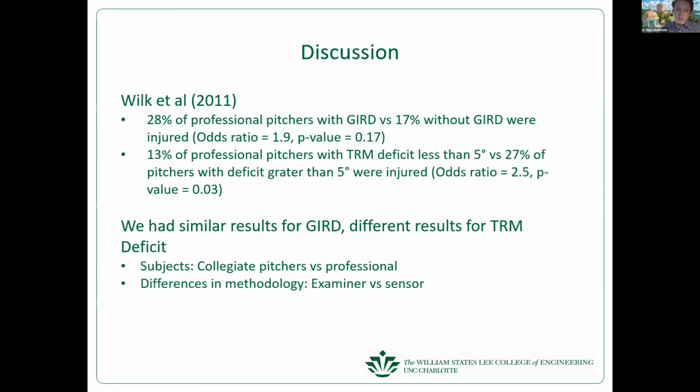So how do these results compare to what's currently found? Like I said, these two deficits are prolific in the literature. A study from Kevin Wilk and the ASMI group, who originally proposed TRM deficit, found that pitchers with GIRD were more likely to be injured than those without GIRD, but not by a statistically significant amount. Similarly here, we did not have a statistically significant relationship between GIRD and the occurrence of injury and surgery. However, they found that if pitchers had a total rotational motion deficit, they were more likely to be injured than those without the deficit. That's where our study differs, in that we had no relationship at all between TRM deficit and the occurrence of injury and surgery.